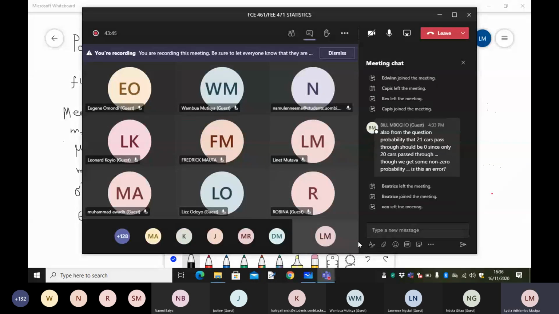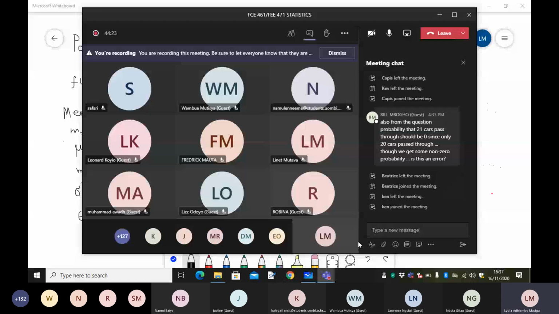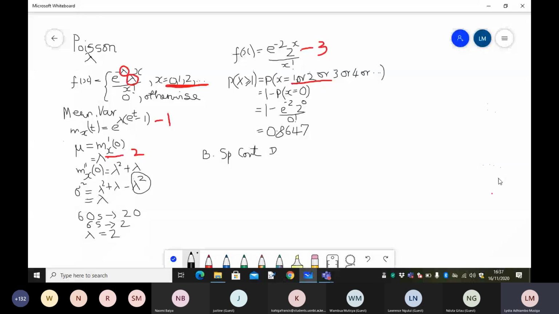The issue of 21 cars passing through there does not arise. The way this question is framed, it means that someone went to a particular point and stood and counted the number of cars passing there. Please refer to the question. In 1 minute, we are told that the number of cars passing through that point was found to be 20. So someone stood there and counted the cars passing in 1 minute, and they were 20. In real life, I would think that is maybe a time when there is a jam, everybody's going somewhere, everybody's coming back from somewhere.